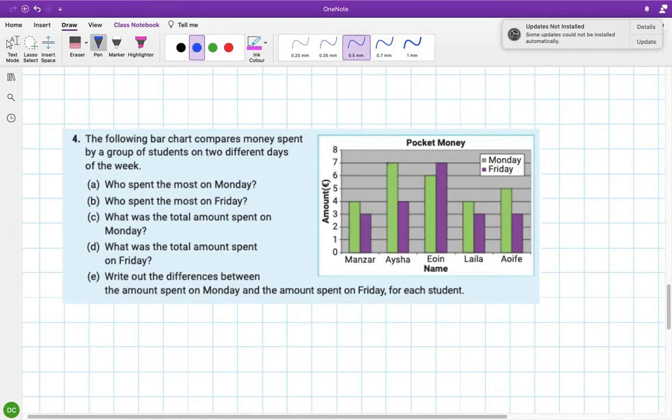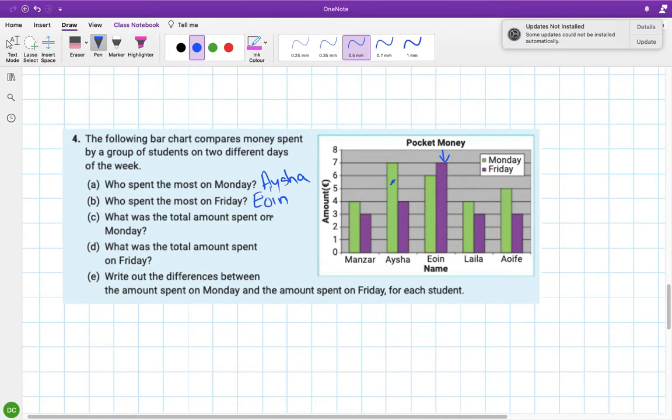So the bar chart compares money spent by a group of students on 2 different days of the week. Okay, so the green bars are what they spent on a Monday, and the purple bars are what they spent on a Friday. Okay, so who spent the most on Monday? So Monday is the green bar, the highest green bar is this one, which is Aisha. Who spent the most on Friday? So that's the highest purple bar, which is that one there. That's Own.